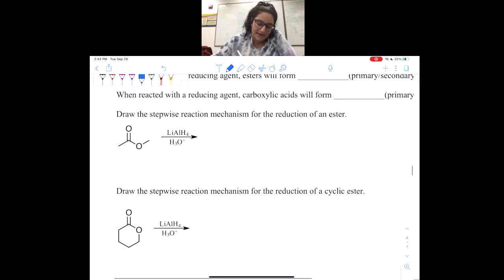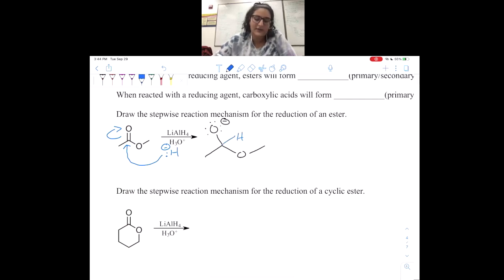But I'm getting ahead of myself. So let's start with our reducing species, our hydride. It will attack, kick up these electrons. And once again, we get an oxygen with a negative charge, and we've added this hydrogen, of course.